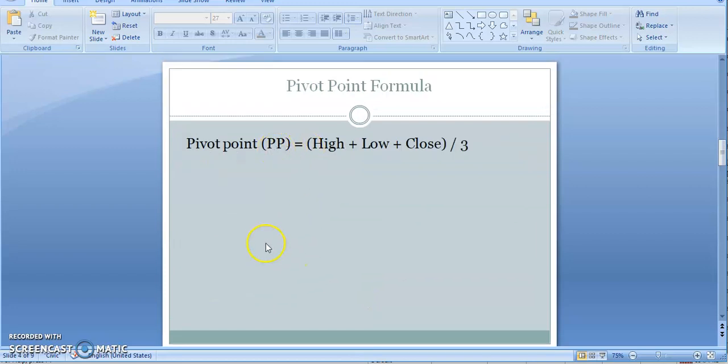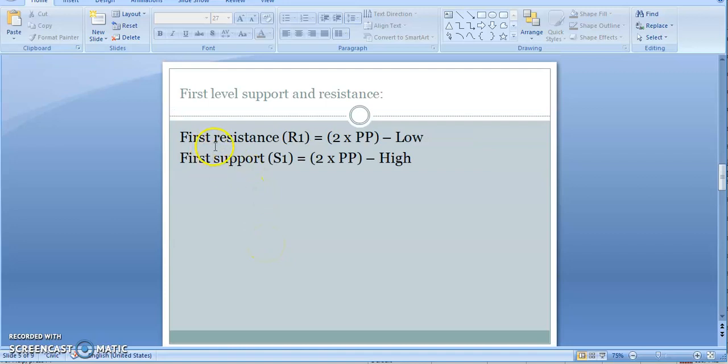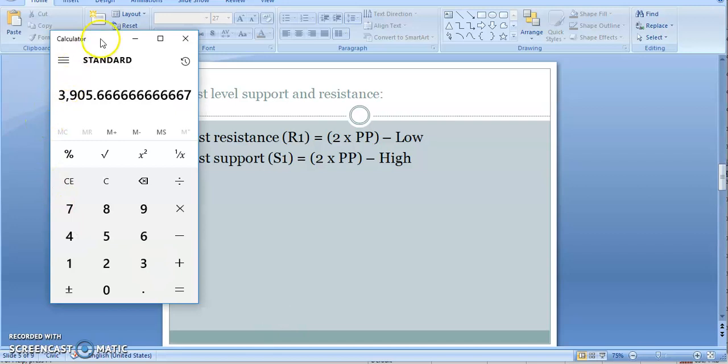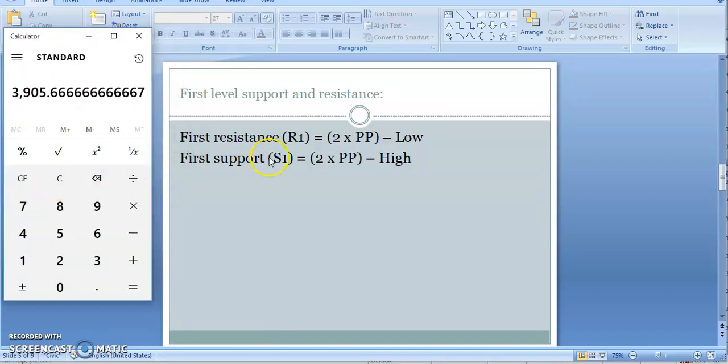So this is the pivot point calculation, and next we need the first resistance. So how will we find the support and resistance? There is a different calculation, right? So let me open this calculator again here. The formula is here. 2 is coming from this formula, right? 2 into PP. PP means pivot point. That means we'll multiply here into 2, right?